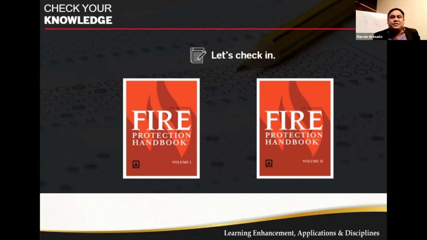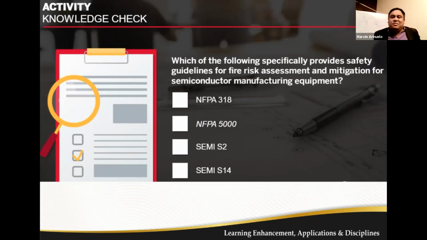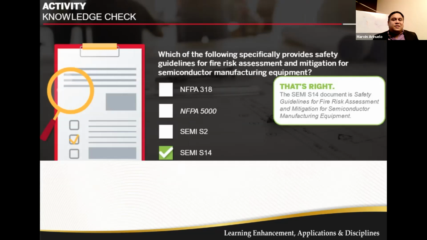Let's check your knowledge. Which of the following specifically provides the safety guideline for fire risk assessment and mitigation for semiconductor manufacturing equipment? We discussed, it's either S2 or S14, but the answer is S14. That is the safety guideline for fire risk assessment and mitigation for semiconductor manufacturing equipment.